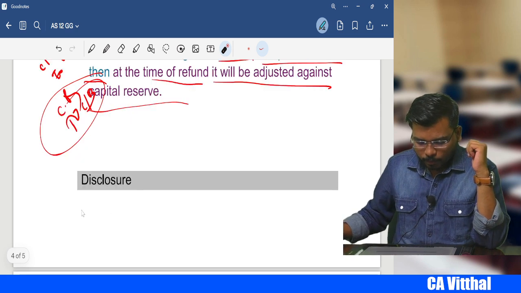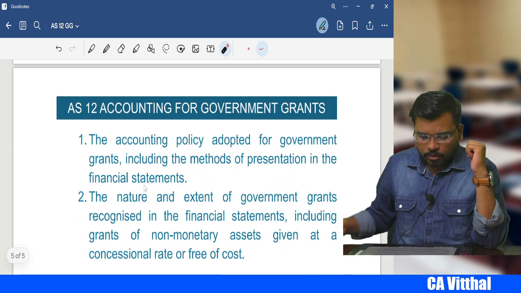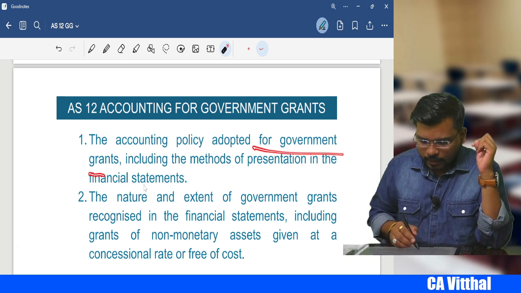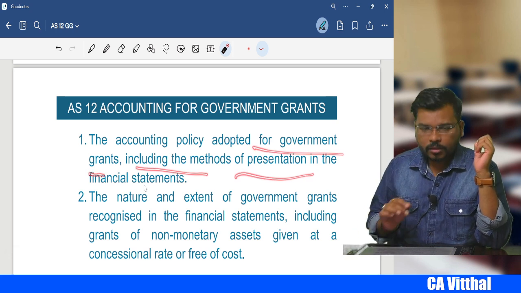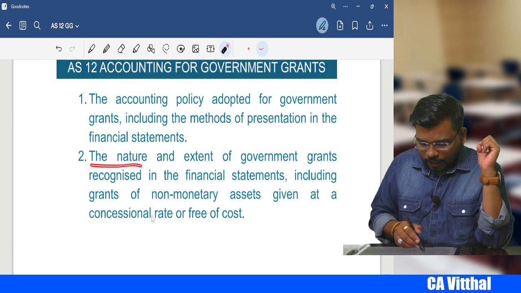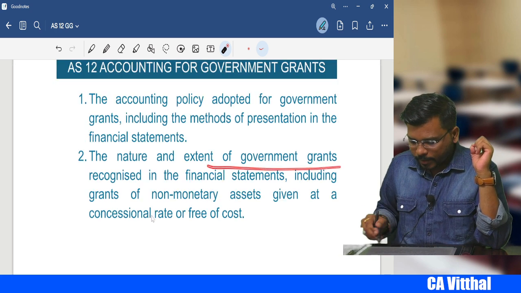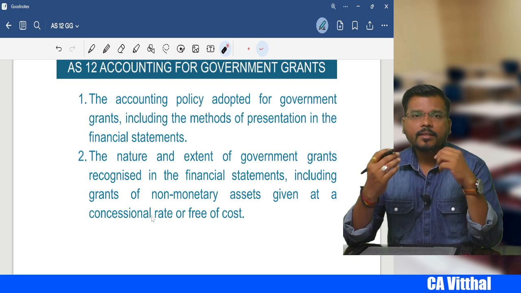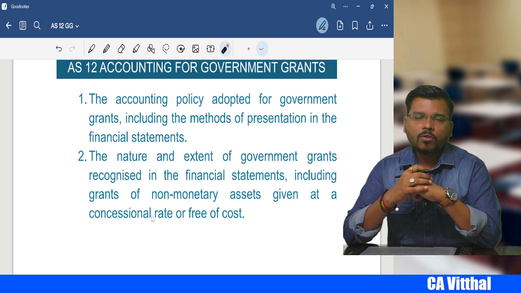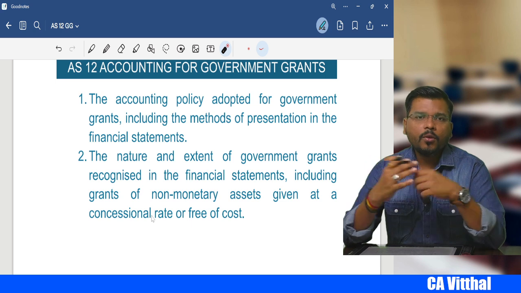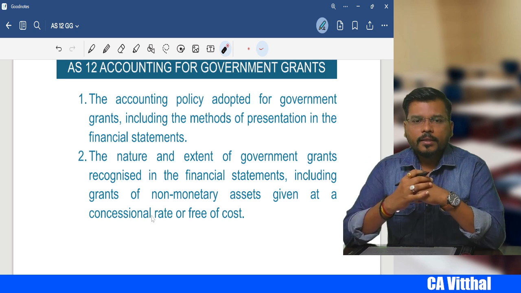Okay. Now there are some disclosures. You have to disclose the accounting policy adopted for government grants, including the method and presentation in the financial statements. Next, you have to disclose the nature and extent of government grants recognized in the financial statements, including grants of non-monetary assets given at a concessional rate or free of cost, right? So okay, my dear student, I hope you have understood AS 12.